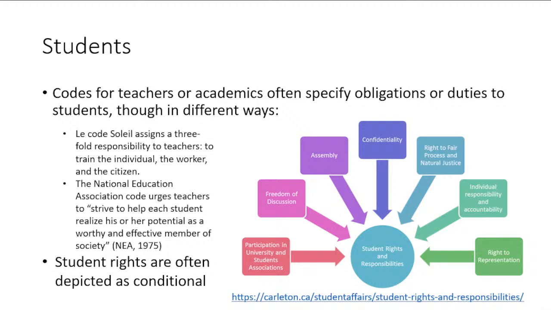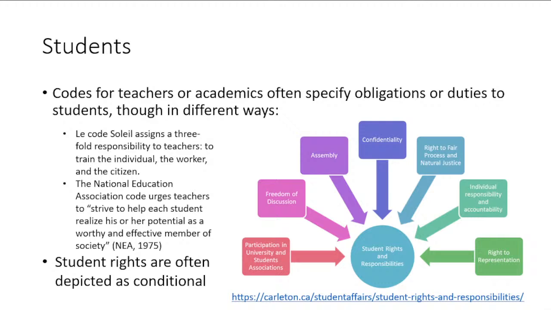In academic codes or codes for teachers, students are very frequently referenced as the object of specific obligations or duties, although this comes up in different ways. Le Code Soleil assigns a threefold responsibility in their duties as educator. They are training the individual, perhaps so that the individual can rise to the best of their capabilities, but they're also responsible for training the worker and the citizen. And it suggests that the obligation toward the student isn't univocal. It isn't specifically and only an obligation to a student, but also an obligation to, shall we say, future employers or the country.